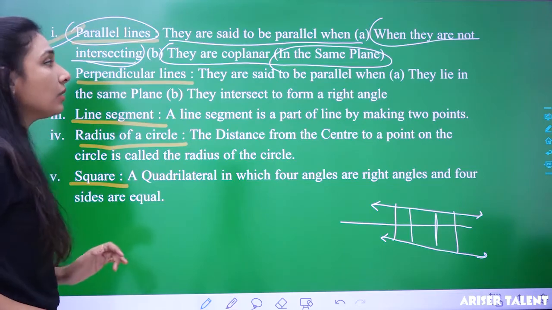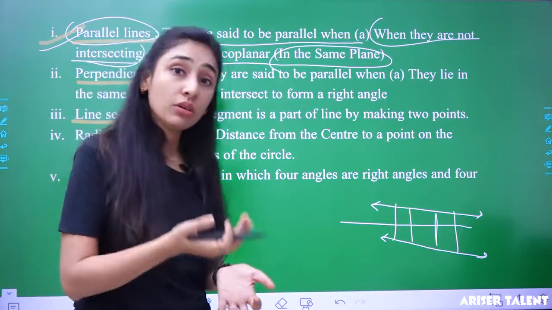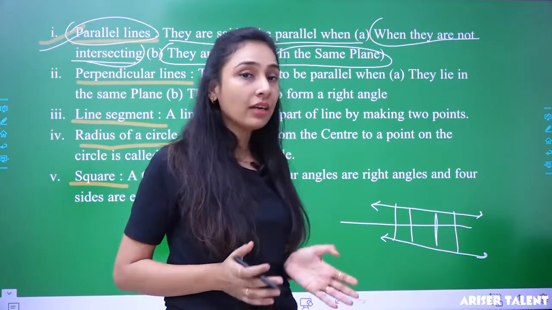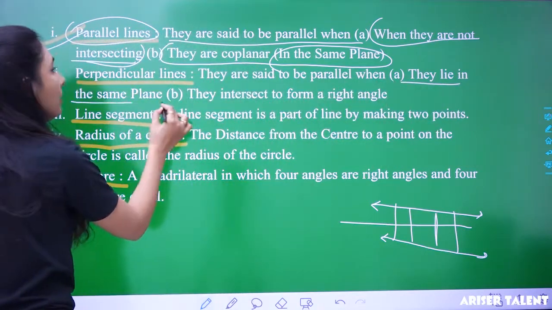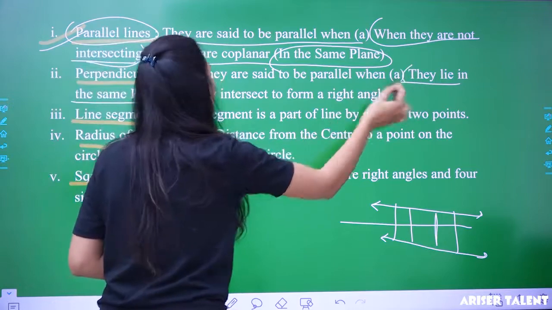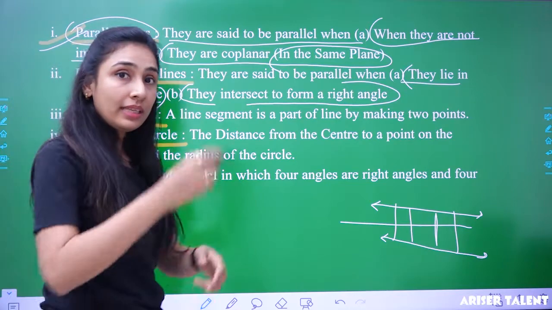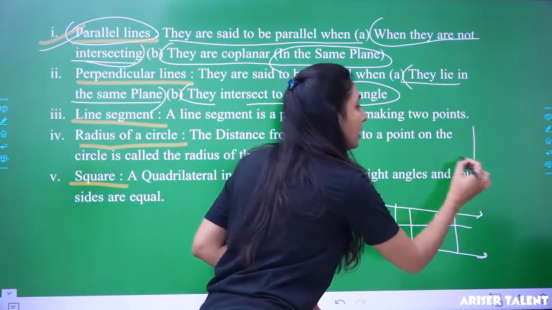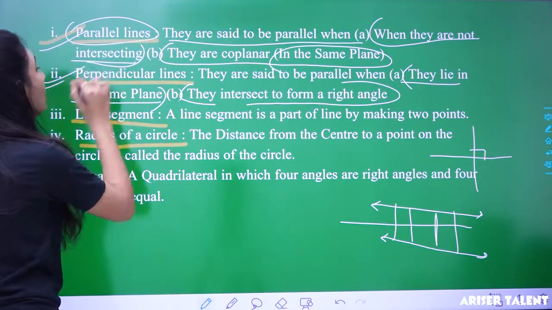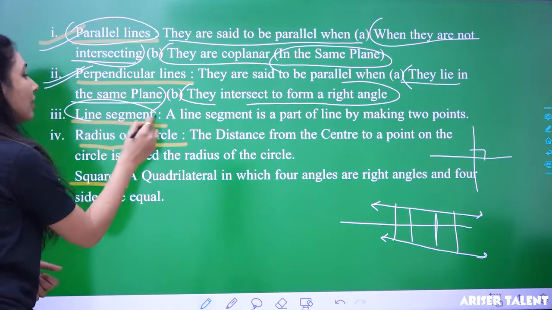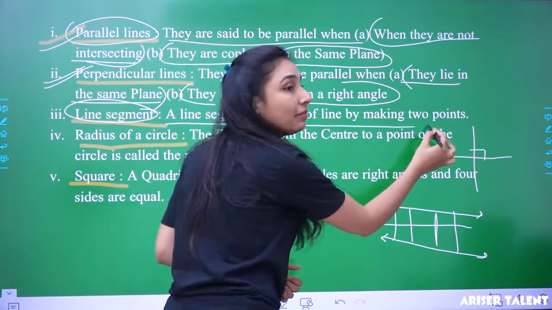Now about the perpendicular line. What is a perpendicular line? If one line is perpendicular to another one, they make a 90-degree angle to each other. First thing, they lie in the same plane. And the second important thing is they intersect to form a right angle. They intersect each other at a right angle. So this is the definition of perpendicular lines. And then the third one, the line segment. What is the line segment? The line segment is a part of a line bounded by two points.